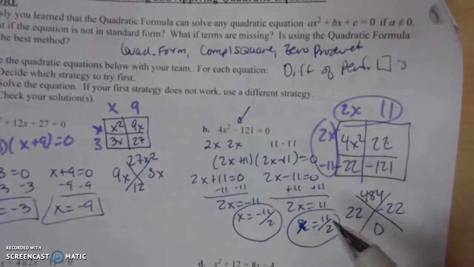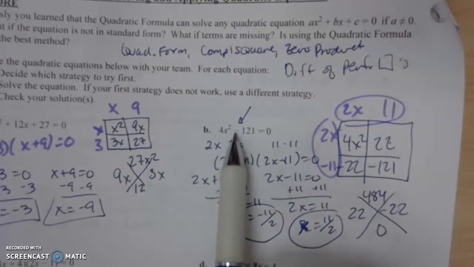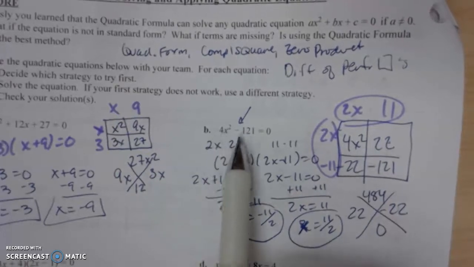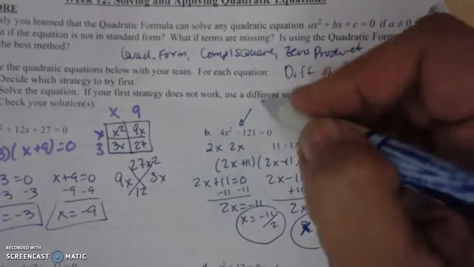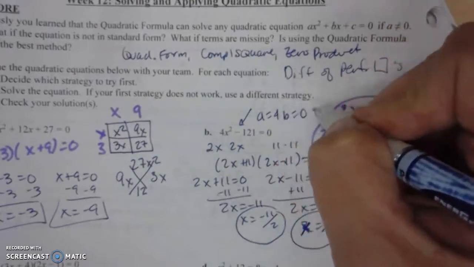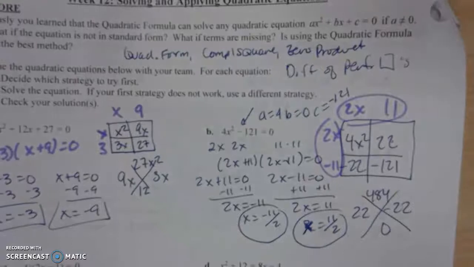So this is a very, very powerful recognition right here that I have. It's a subtraction problem, or a difference, and this is a perfect square, 2x times 2x and 11 times 11. If you don't see that, we can always do the quadratic formula and let a equal 4, b equal 0, and c equal negative 121. You can always do that.